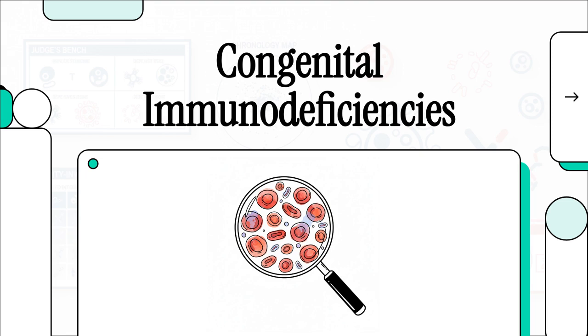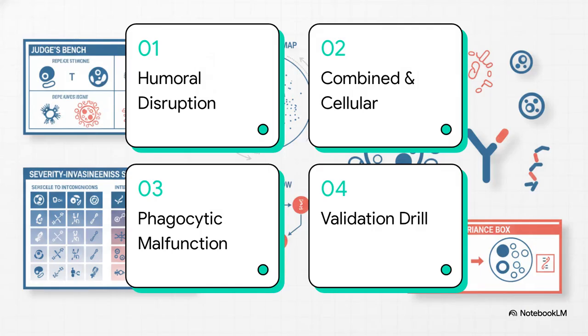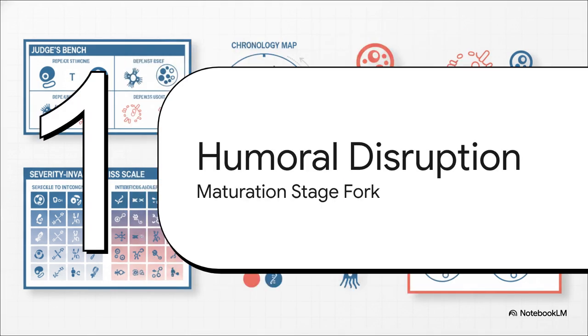Let's get to it. So, here is the diagnostic matrix we're about to traverse. We've got three distinct modules: humoral disruption, combined and cellular defects, and phagocytic malfunction. And then we're going to lock it all in with a mandatory high-speed validation drill at the end. Module 1, humoral disruption. Think of this as the maturation stage for B cells, where we're looking at a critical first principle concept: B-cell signal transduction failure versus an isotype switch failure.